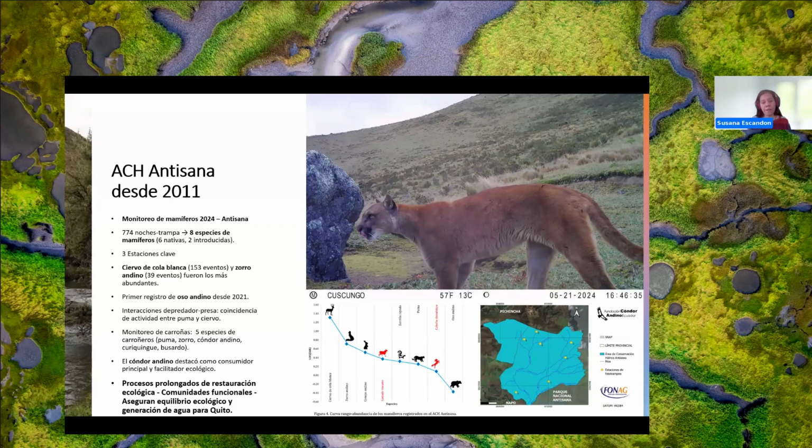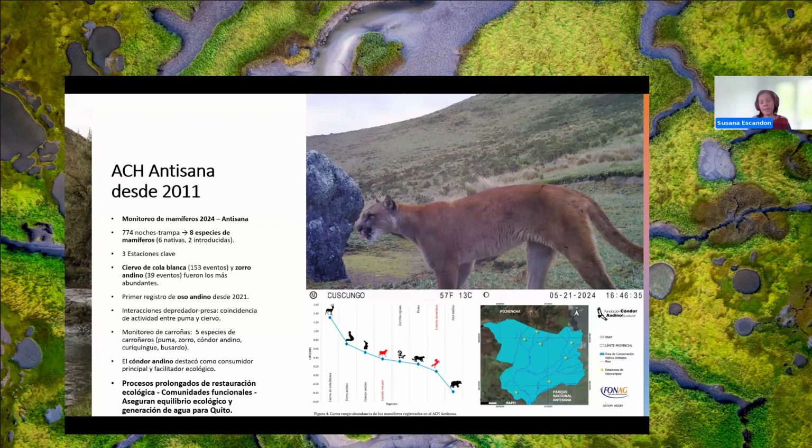But there were 3 key stations for us. In the biodiversity of this area, we have the white-tailed deer and the Andean fox, which were some of the most observed species. We have, for the first time since 2021, a record of an Andean bear, which for us is a very important species because it's a very big mammal. It's the only species of bear in South America. We have, for example, predator-prey interactions and activity overlap between puma and deer.